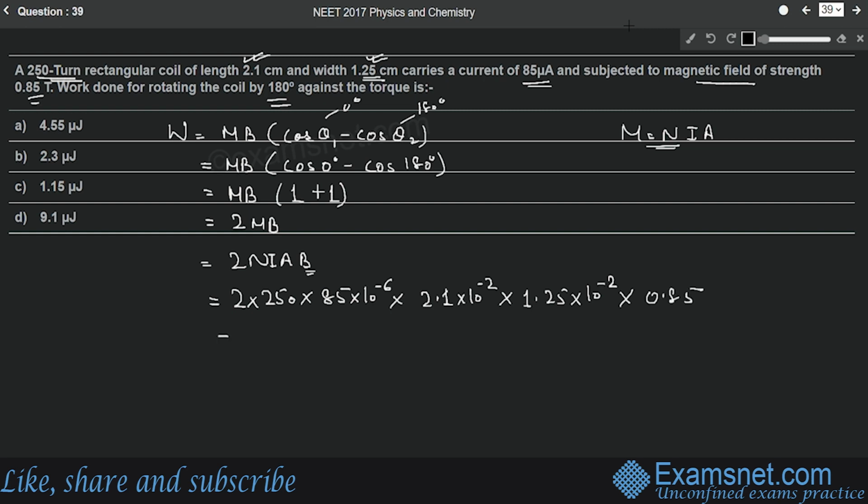Now if you solve this, the value that you will get will be closest to the last option, that is around 9.1 into 10 to the power minus 6 joule, or 9.1 microjoule. Okay, so option D will be the correct answer. You might not get this exact value, but the value will be closest to this option. Therefore, option D will be the correct answer.